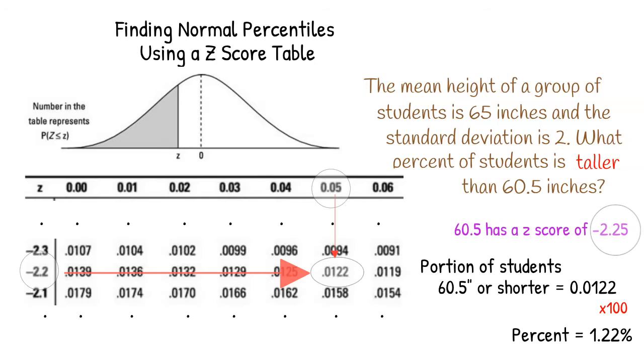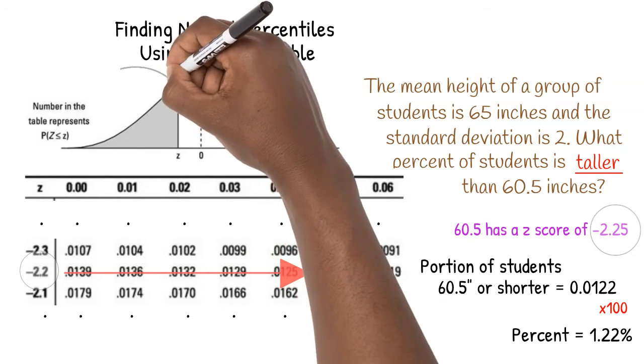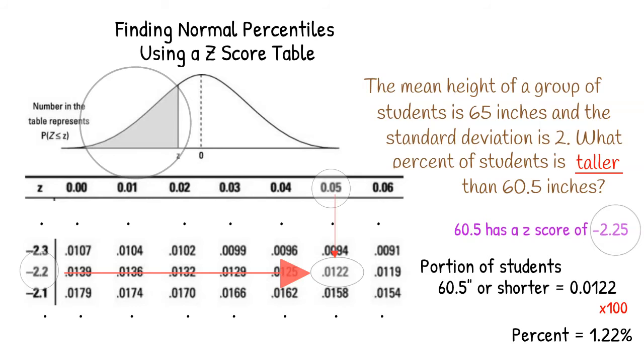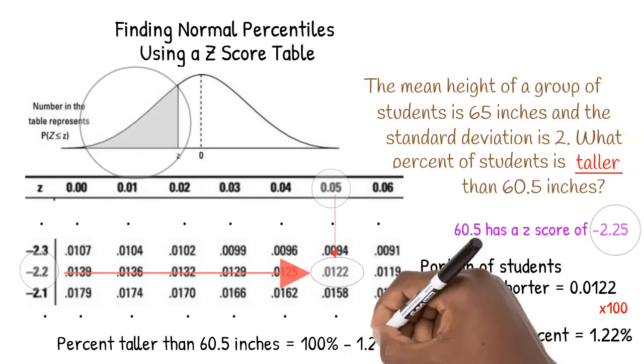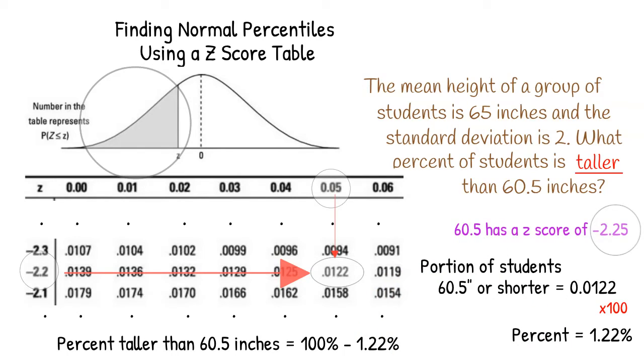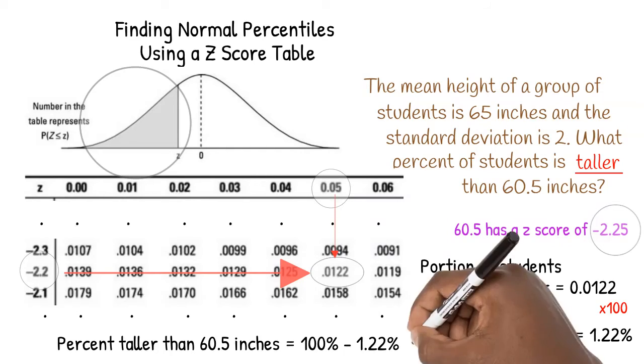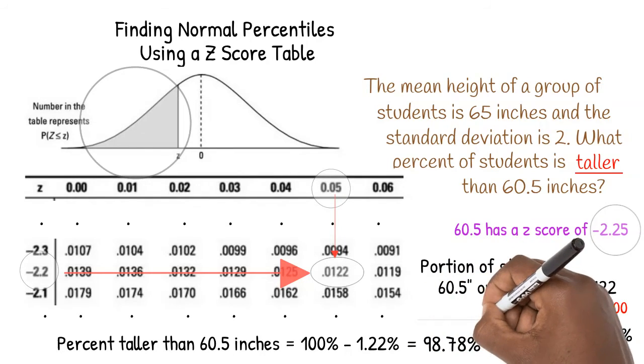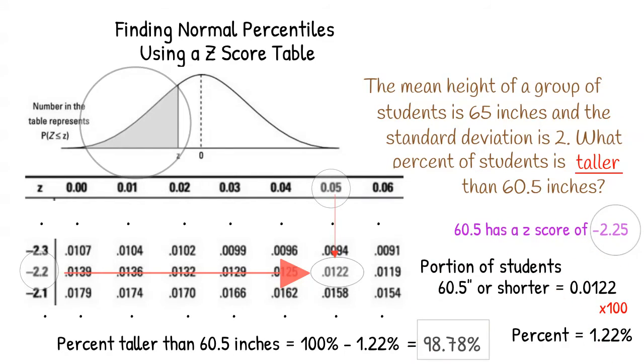If instead you were asked what percent of students is taller than 60.5 inches, there is an additional step. The table gives us the portion less than or equal to the given value. To find the portion taller than 60.5 inches, we have to subtract our previous answer from 100% to get the remaining students. 100% minus 1.22% equals 98.78%. 98.78% of students is taller than 60.5 inches.